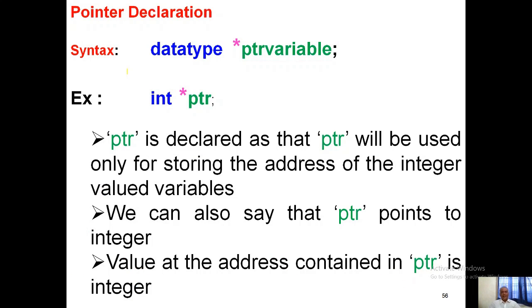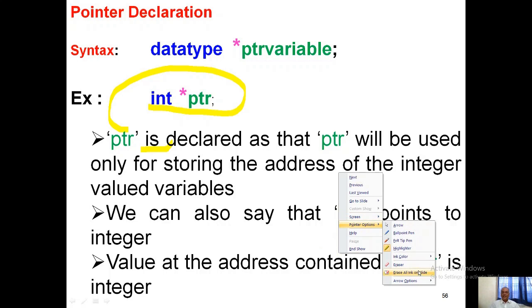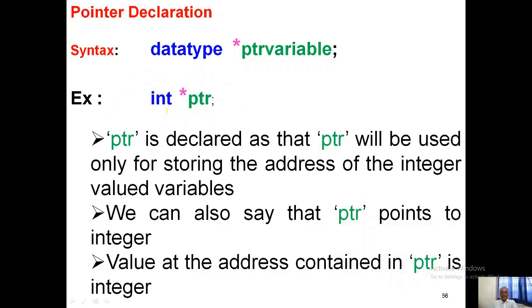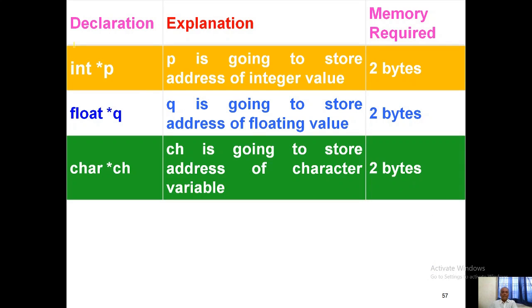So, pointer declaration: how can it be declared? Data type, star, pointer variable: int star PTR. PTR is declared to be used only for storing the address of an integer value. We can also say that PTR points to the integer value at the address it contains. So it is a simple declaration of a pointer: int star p, which is going to store the address of an integer variable.